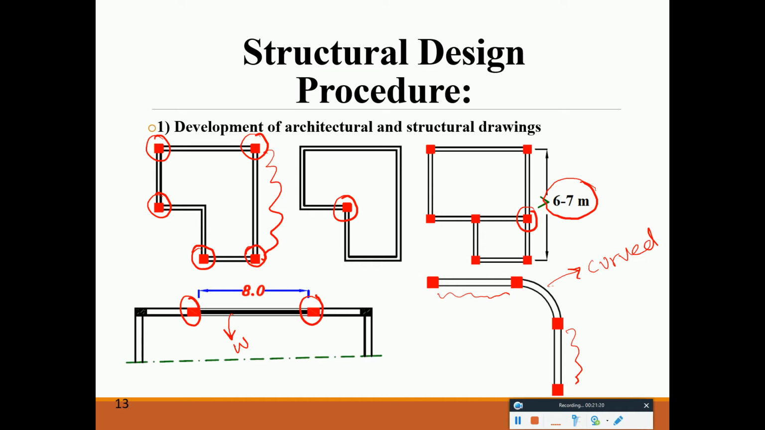It means that if this was a very lengthy curve, then we might be having another column to go here.